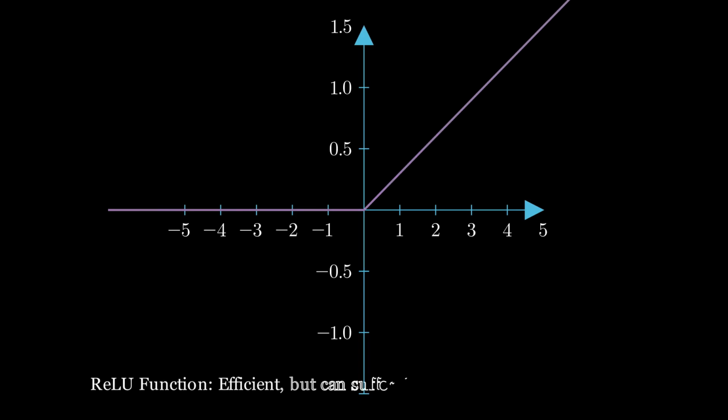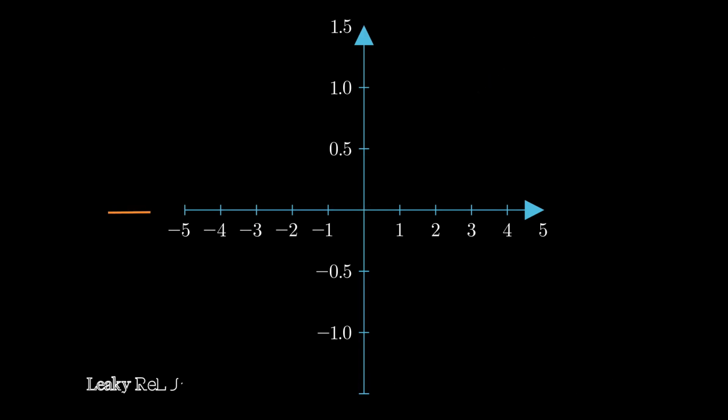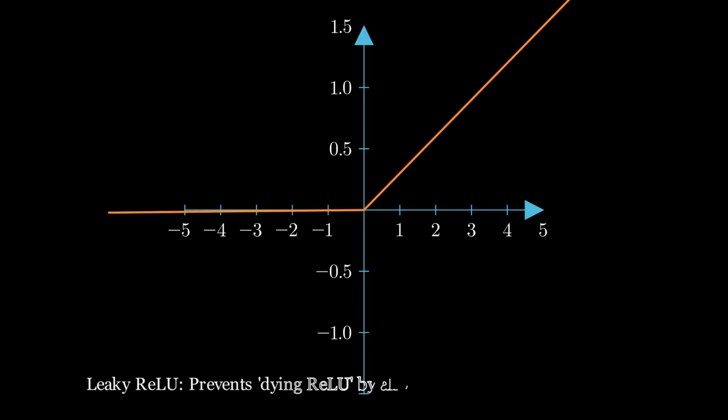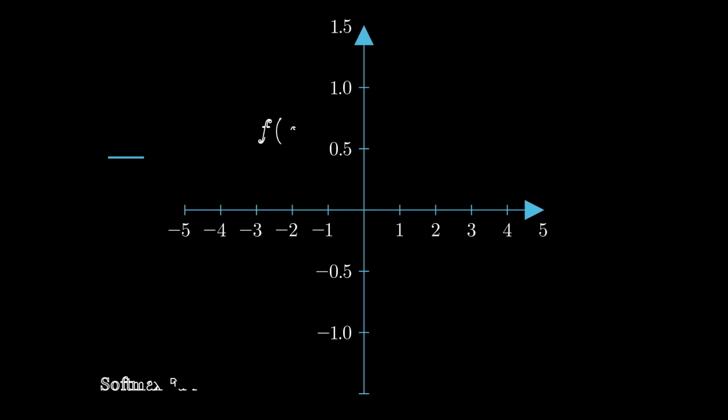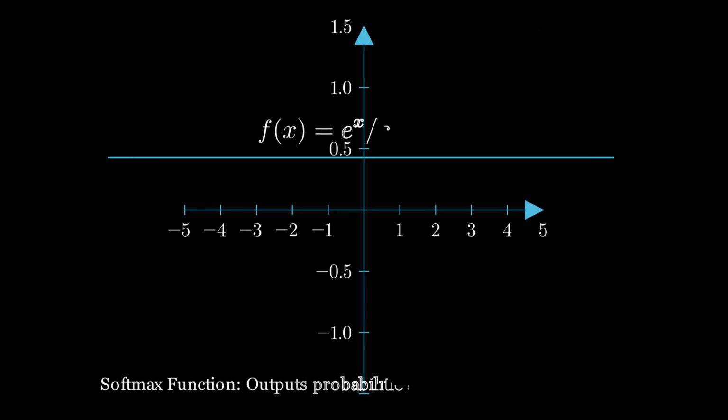ReLU, rectified linear unit, outputs the input directly if positive, otherwise outputs 0. Popular in deep networks due to efficiency and mitigating vanishing gradients. Leaky ReLU, a variant of ReLU that allows a small, non-zero gradient for negative inputs, preventing the neuron from dying during training.